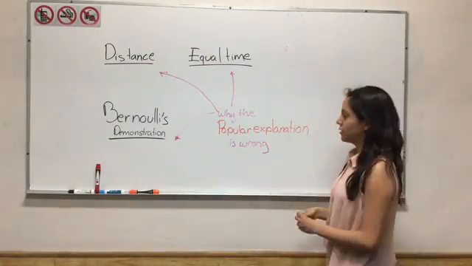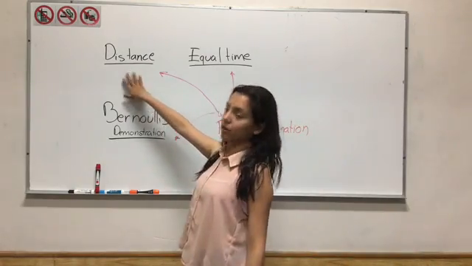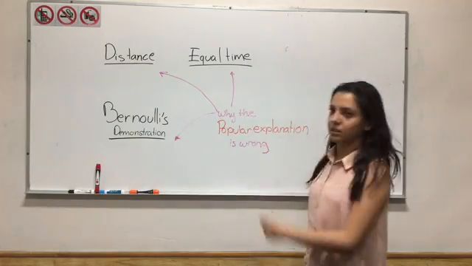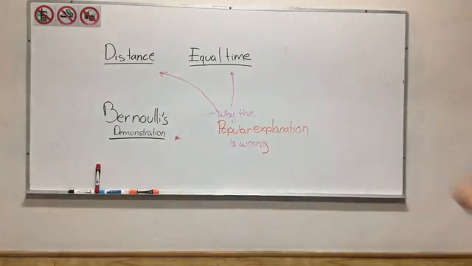But why is this popular explanation wrong? Well, there are three main reasons: the distance, the equal time argument, and the Bernoulli's demonstration. I'll show you each one by one. First, I'm going to start with this one, the distance.